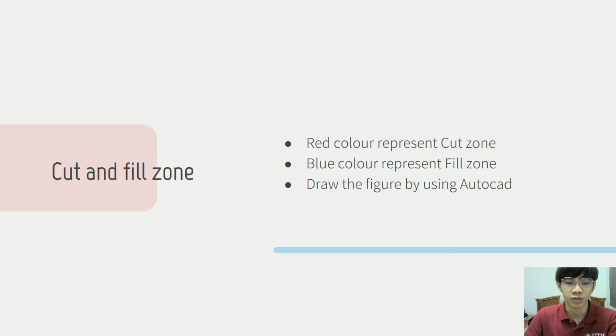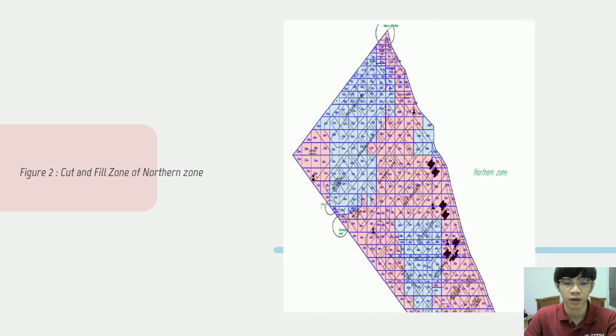Cut and fill zone is drawn to let the engineer have a clearer image on which area is filled and which area will be cut. In our group, red color represents cut zone while blue color represents the fill zone. The figure was drawn by AutoCAD software. This figure showed the cut and fill zone of the northern zone of the project area. It is filled with red and blue color, which represent cut zone and fill zone.